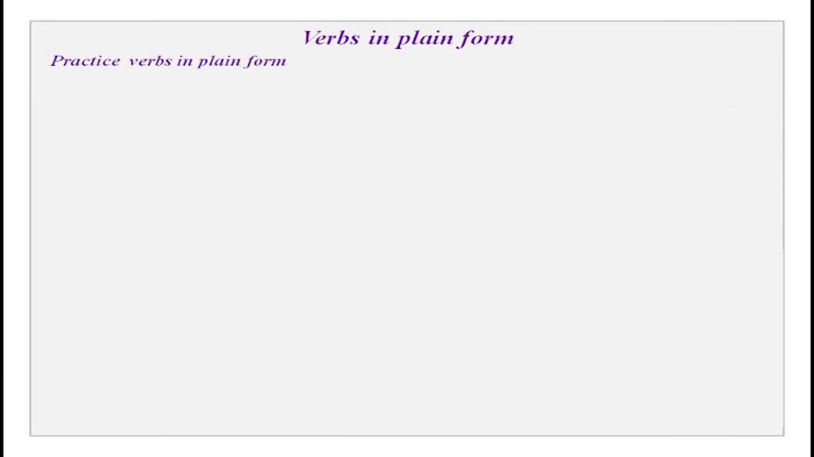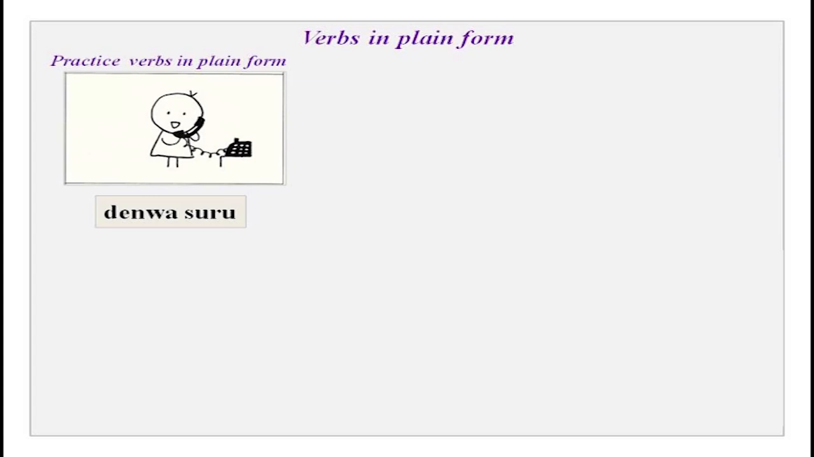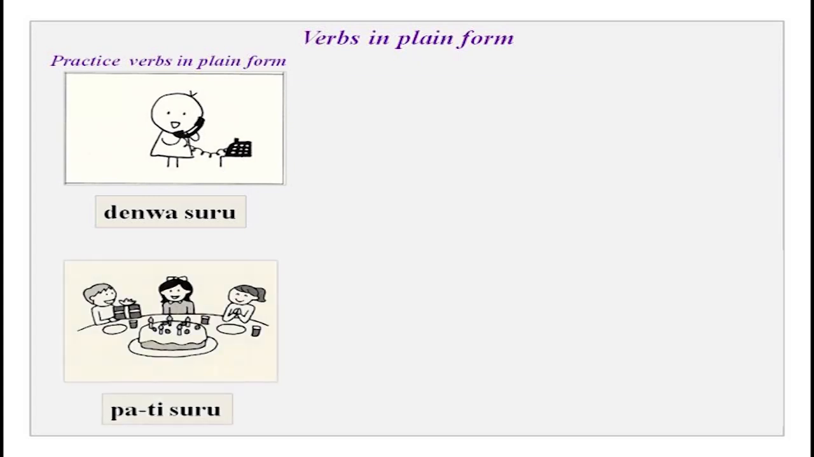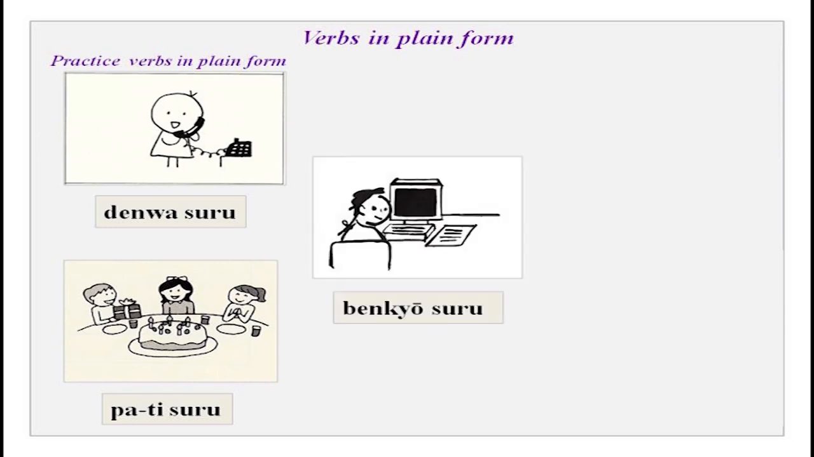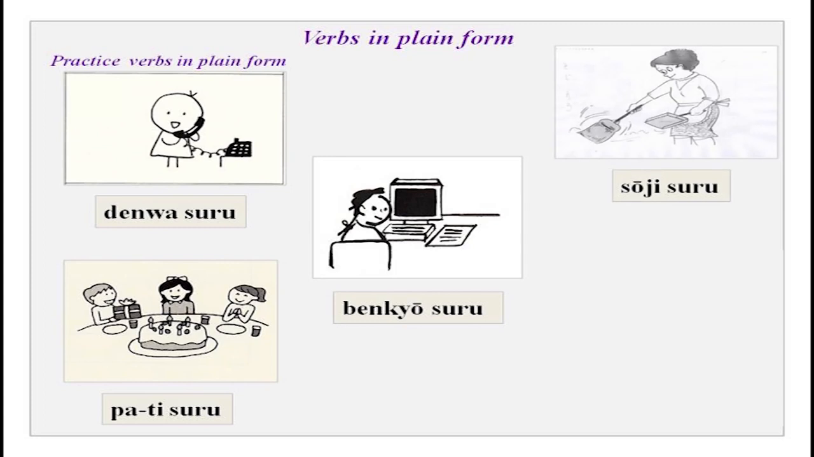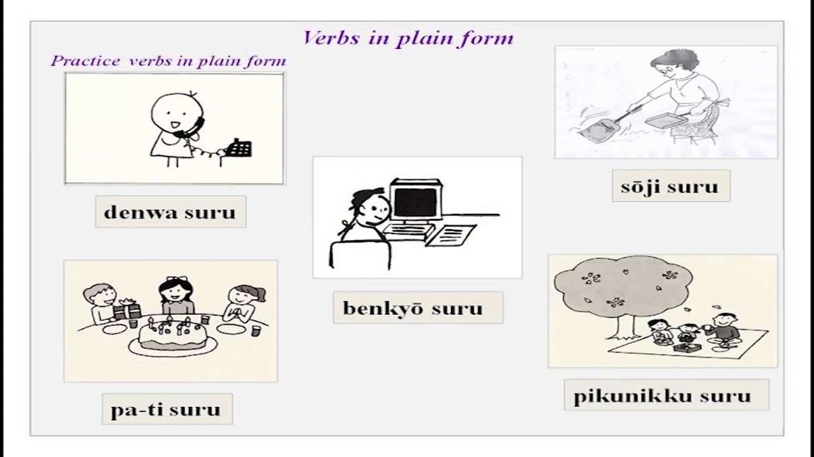Now, we have some pictures for group 3 as well. Let us see, someone is ringing up, calling up on phone. So, denwa suru, having a party, party suru. Then, benkyo suru. Then, cleaning up the whole place with a broom, well, soji suru. And then, they are enjoying a party or a picnic, picnic suru. So, these are all in group 3, special category, where you have a verb and noun combination. This is a noun-verb combination.